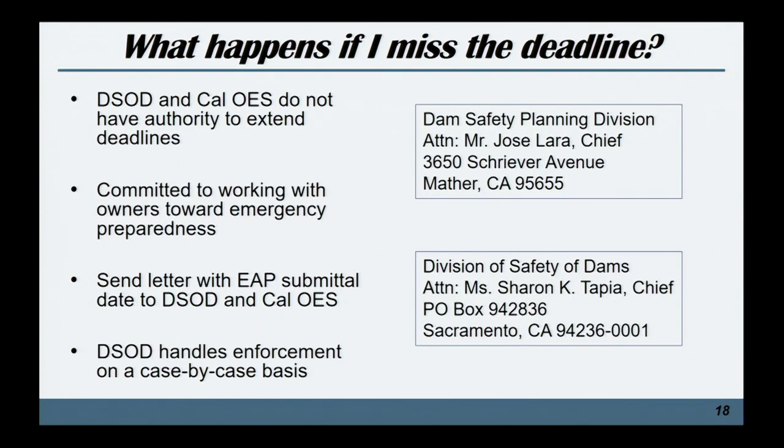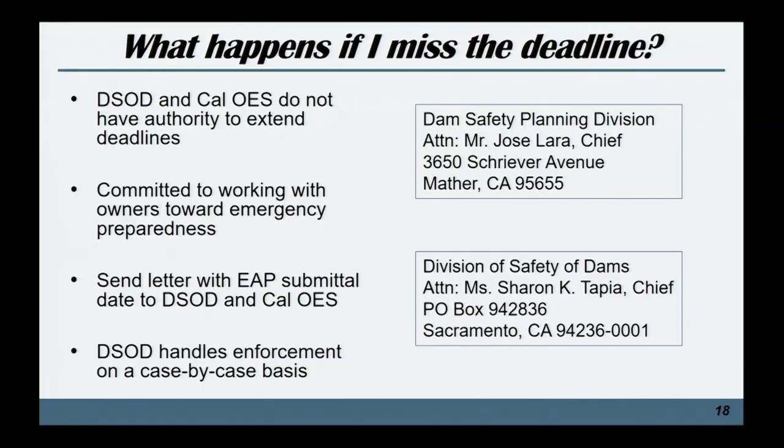What happens if I miss the deadline? This is probably the most common question that we've been getting lately because the deadline just passed. DSOD and Cal OES both don't have the authority to extend the deadlines. The deadlines are written in statute. But we're committed to working with owners toward emergency preparedness.